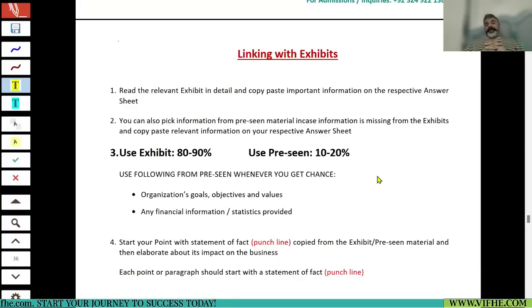The next thing is linking with the exhibit. As the examiner said, a lot of students write general answers and do not refer to the exhibit. So we have to base our answer on the given exhibit. When you read the exhibit, identify key points, like main advantages and disadvantages, the pros and cons of this proposal. Then copy those key lines onto your answer sheet and elaborate on them. Always start your point with a statement of fact copied from the exhibit. Once you pick up a point from the exhibit, automatically you will elaborate on it.